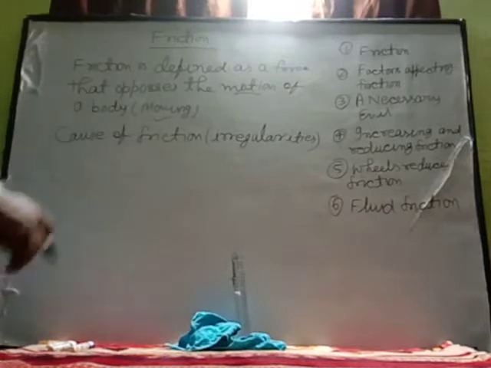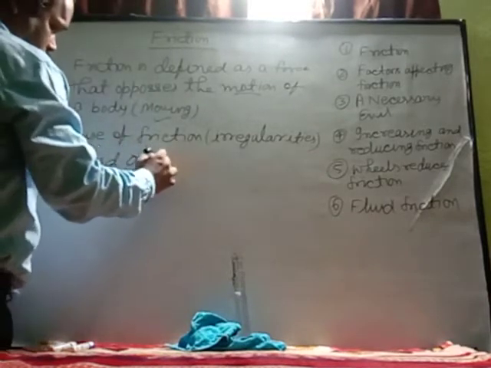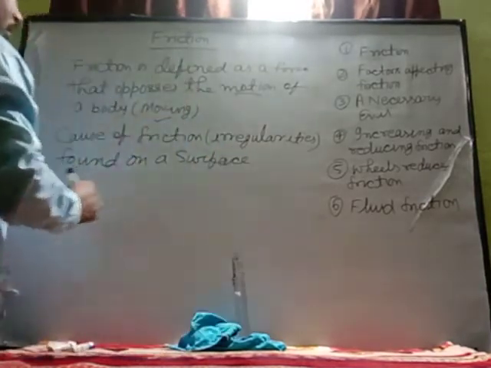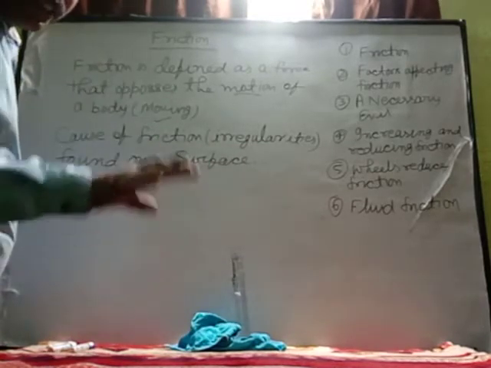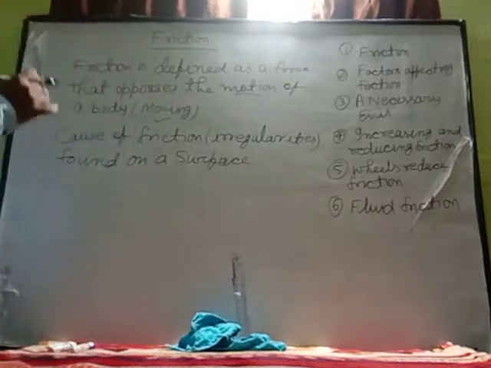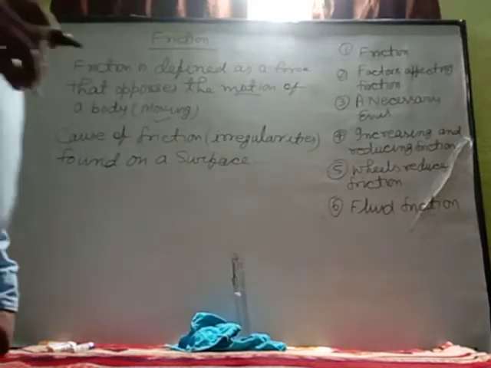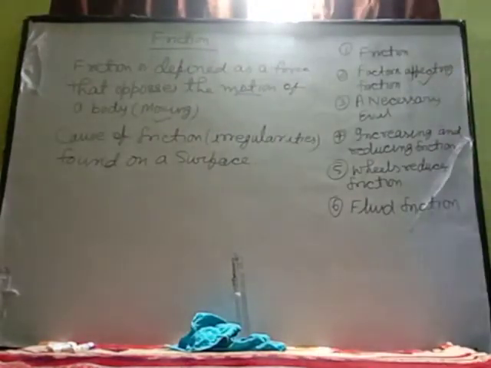Irregularities found on a surface. Not even a single surface in this universe is friction free. Clear? So everywhere we find friction. Now after that, factors affecting friction. But before knowing about factors affecting friction, we should understand about the types of friction.